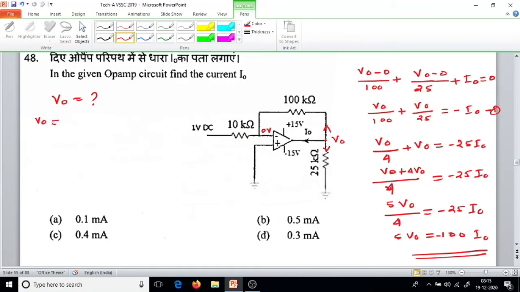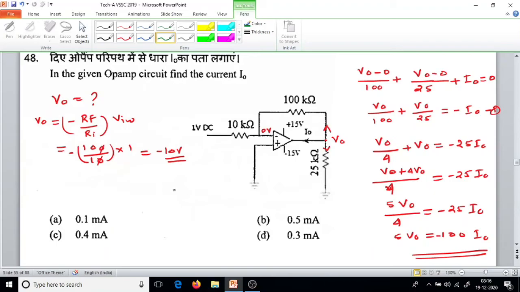So V out equal to minus RF by RI multiplied by V in. What is the value of minus RF? 100k. Divided by RI, which is 10k, multiplied by V in equal to 1. So we will get minus 10. Minus 10 volt is the V out. Now we'll find I out easily.